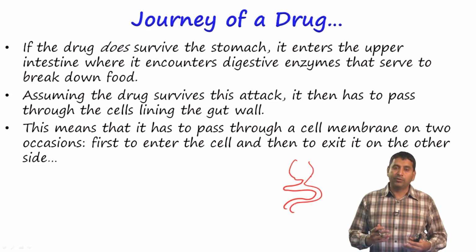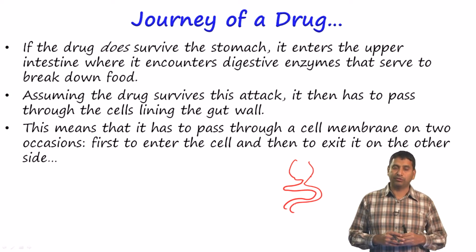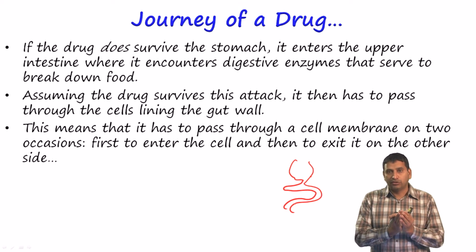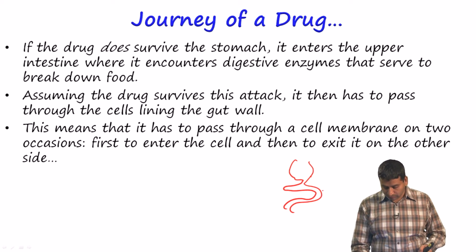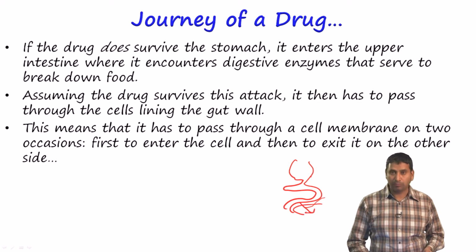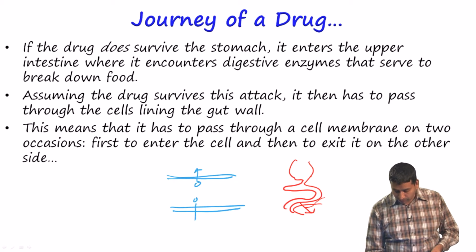So, here it will encounter a completely different set of enzymes compared to what the gastric juices have. And so, assuming that the drug survives this attack, then it passes through the cells lining the gut wall. So, on the gut there is a lining through which it has to pass. So, here is the gut. In the gut there is a lining through which the drug molecule has to pass out.